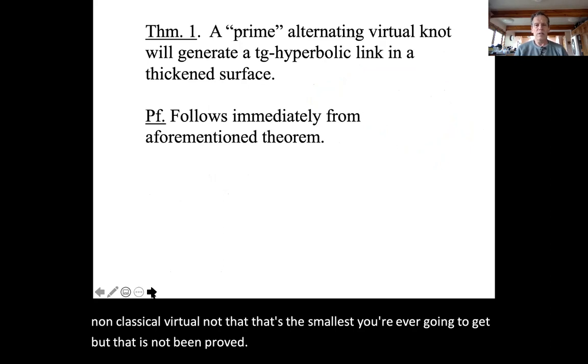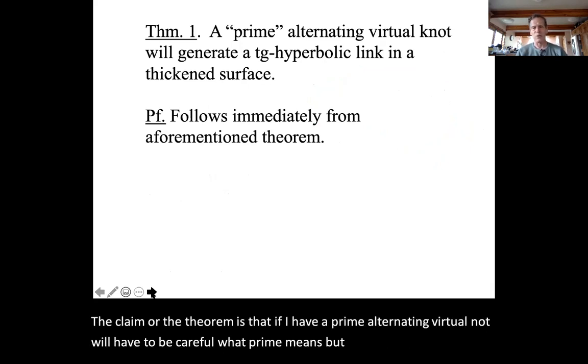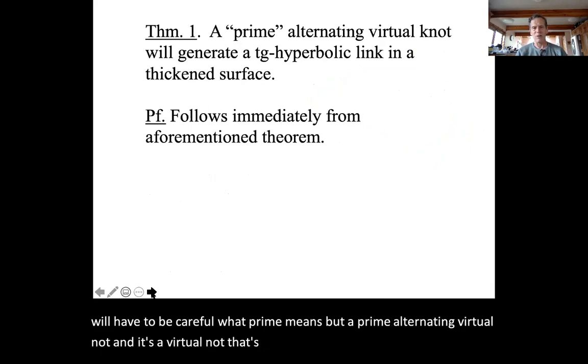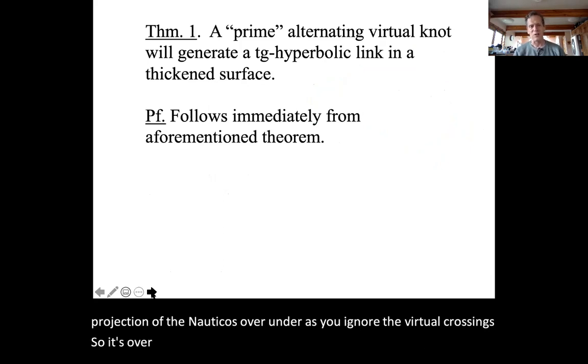Now, the claim or the theorem is that if I have a prime alternating virtual knot, we'll have to be careful what prime means, and it's a virtual knot that's alternating, namely as you travel around the projection of the knot, it goes over, under, as you ignore the virtual crossings. So it's over, under in the classical crossings.